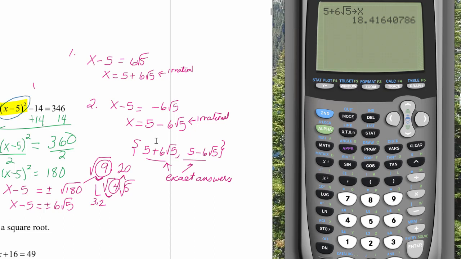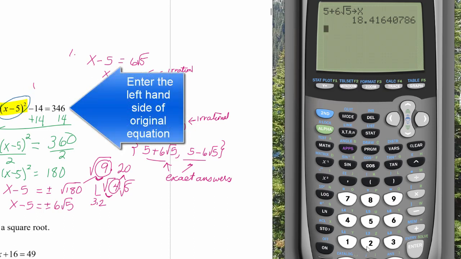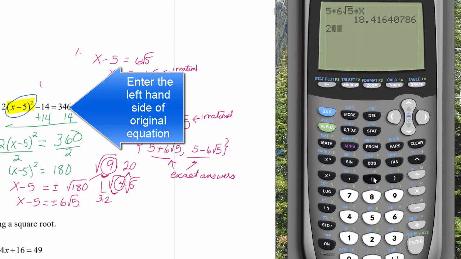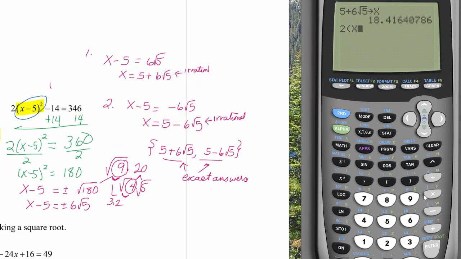Okay, but now I'm going to go back to my original equation and type in that left-hand side. So 2 parentheses x minus 5 squared minus 14. Boom. And that's what I wanted to see. I wanted to see that if I substituted in one of my answers, I got the 446 on the right-hand side of the original equation. Perfect. Okay, let's go to the next problem.